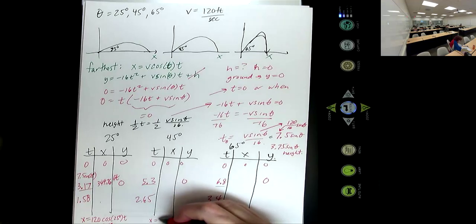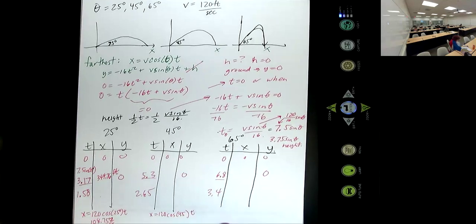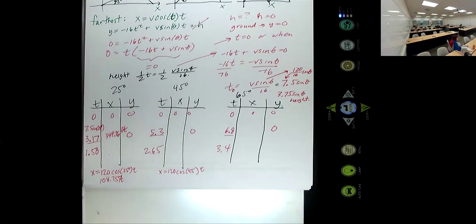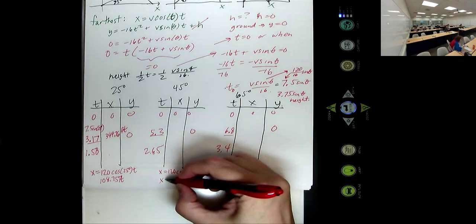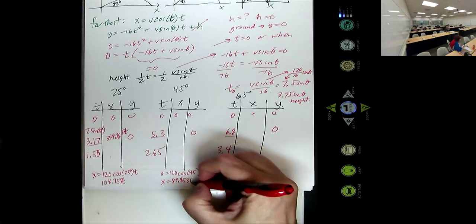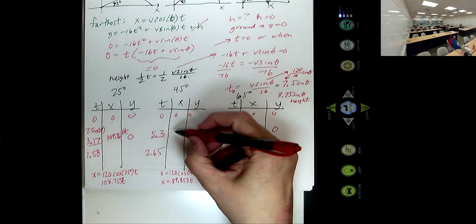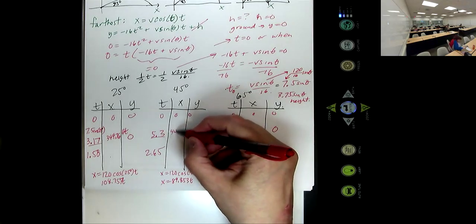Here we've got 120 times cosine 45t. I'm off screen. So X here is 84.853 times t. And I'll multiply that by 5.3. And I get 449.7 feet.